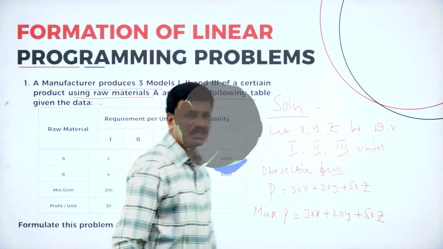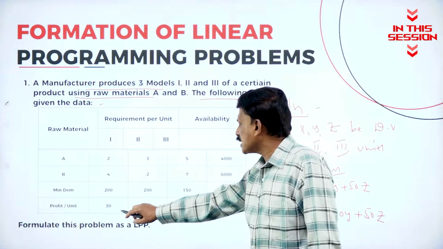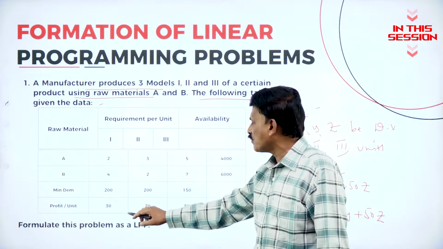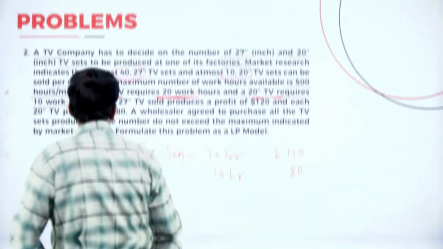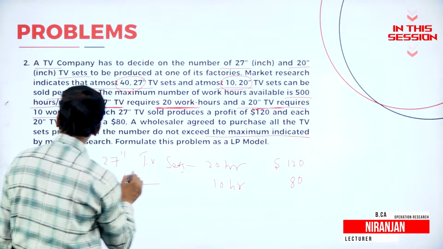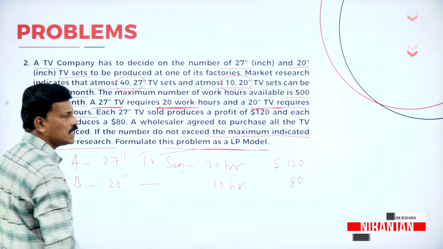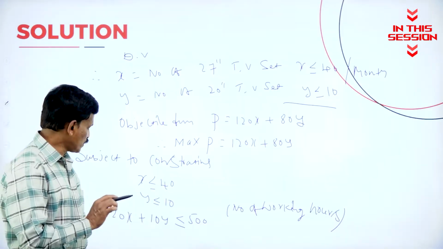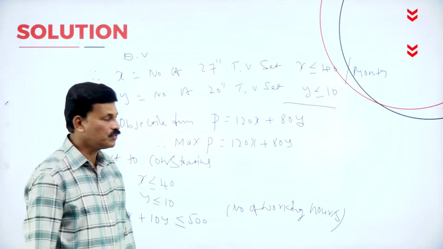What is the objective function? The objective function is given by profit per unit is 30, 20 and 50. 30 for first unit, 20 for second unit and 50 for the third unit. If the number do not exceed the maximum indicated by the market research, formulate this problem as an LP model. The number of working hours available is 20x plus 10y, which is less than or equal to 5.